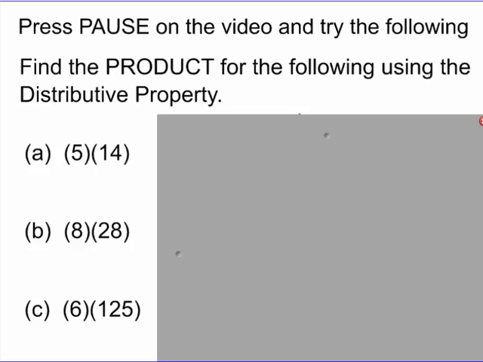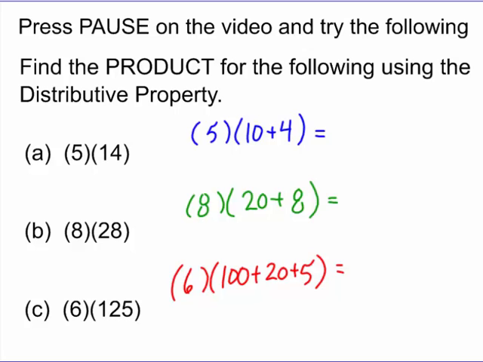Okay, welcome back. I'm just going to reveal the solutions that I have here, or partial solutions. The first one, 5 times 14, I broke up into 5 times a 10 plus a 4. So if I distribute the 5 to both terms, 5 times 10 would be 50, 5 times 4 would be 20, and if I add those 2 pieces together, I get 70.